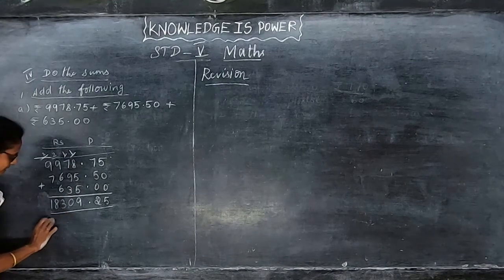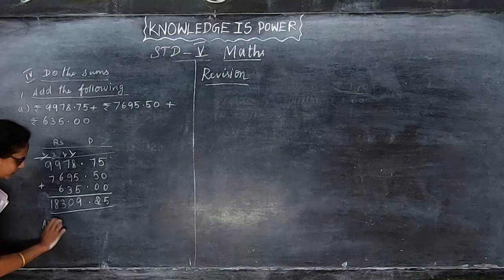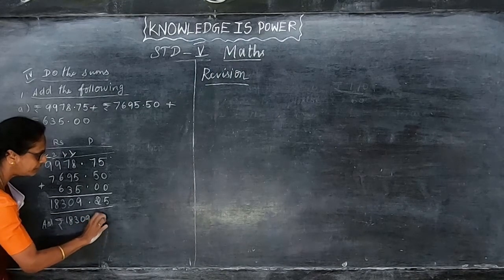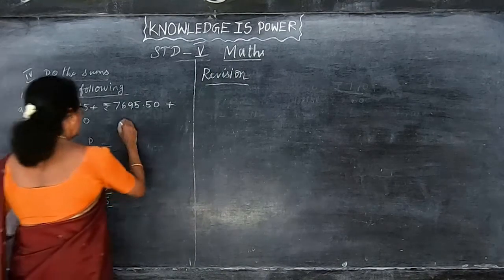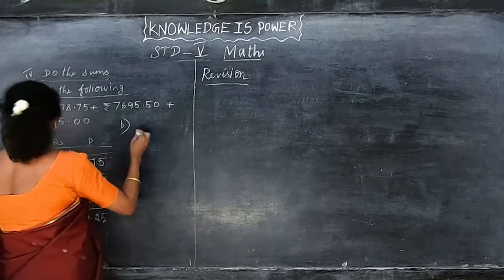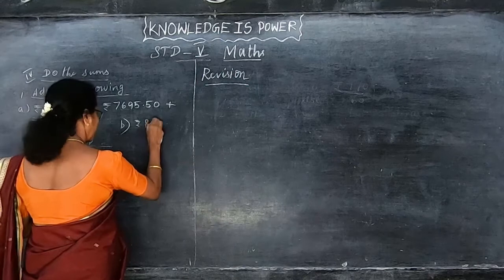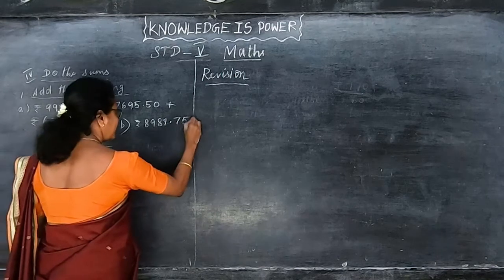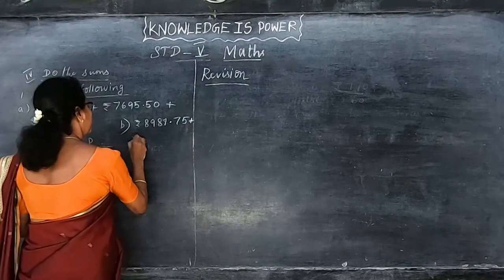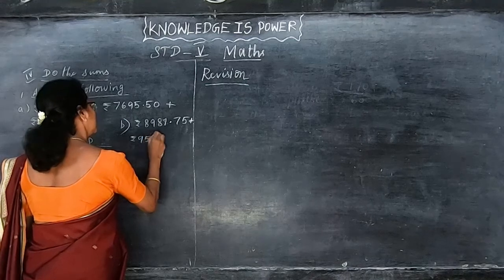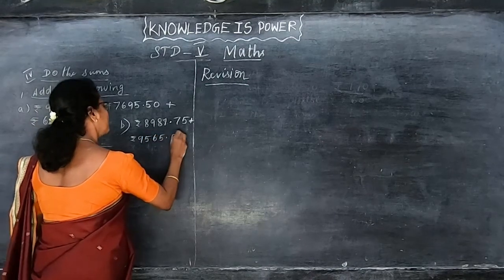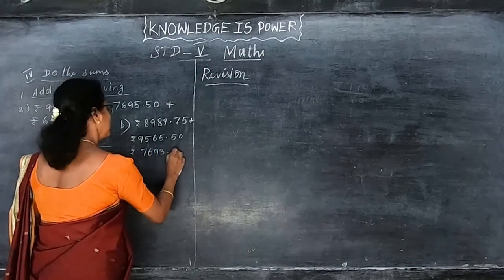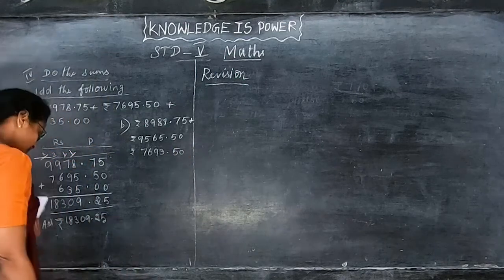That is, the answer is, take down and write: rupees 18,309 rupees 25 paise. In this, B sum also is there. So you do this by yourself, the B sum. I'll just give the numbers: 8,987.75 plus rupees 9,000 plus rupees 7,601. So this sum you can do by yourself, B sum.